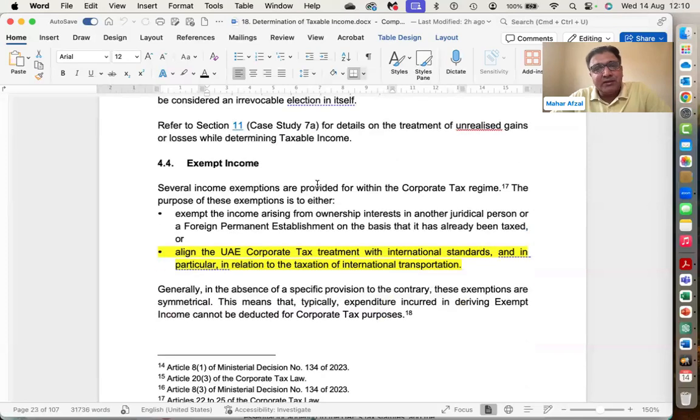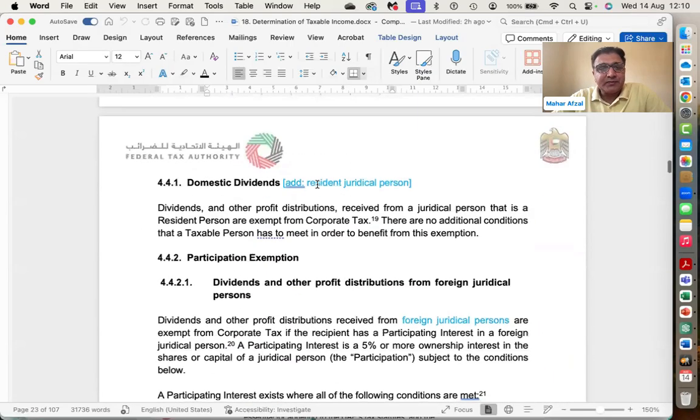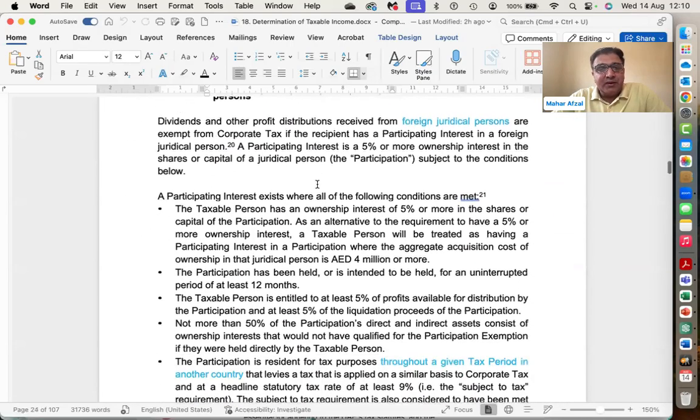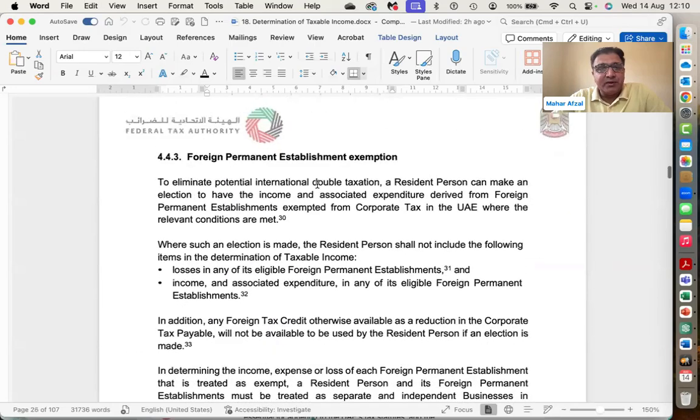Exempt income is not subject to tax, as we discussed earlier. Dividend is there, participation exemption is there, various other income given in the law that is not subject to corporate tax, but it will be in the accounting income. It needs to be adjusted. Domestic dividend and participation exemption are subject to certain conditions. These are not subject to tax.